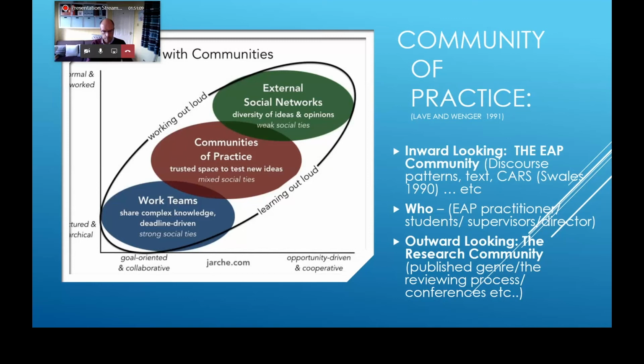Again, my screen keeps on going off. Can you still see it? Yes, we can, yeah. Okay, well, I just hope it carries on here.